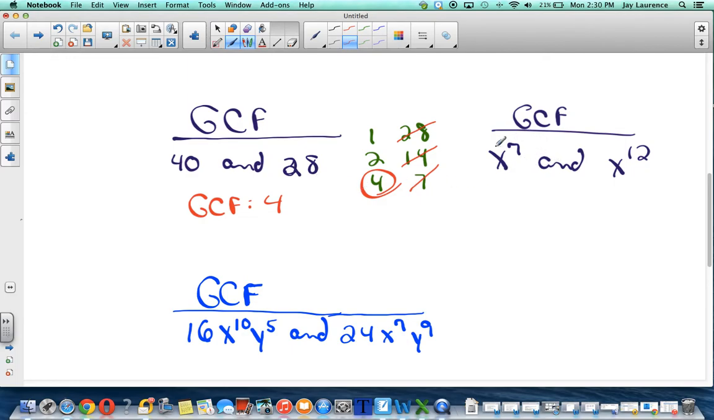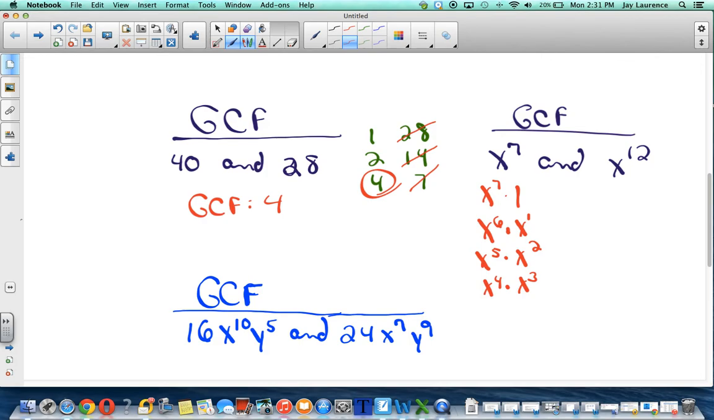What's the GCF of x to the 7th and x to the 12th? Well, remember, I can think about x to the 7th as x to the 6th times x to the 1st, and then x to the 5th times x squared, and then x to the 4th times x cubed, and then there are no other possibilities, right?